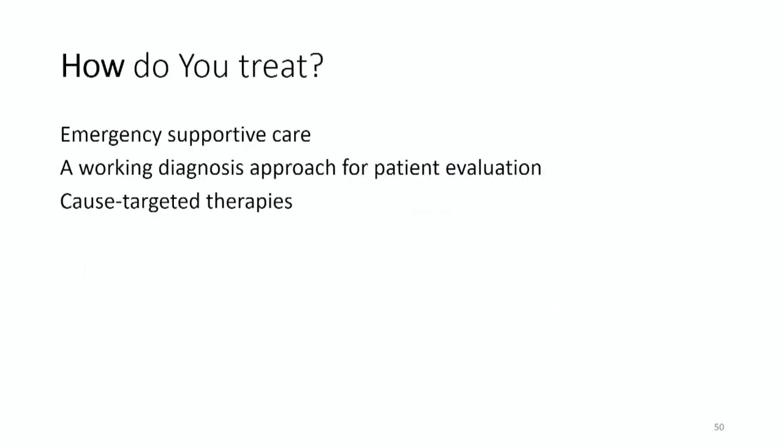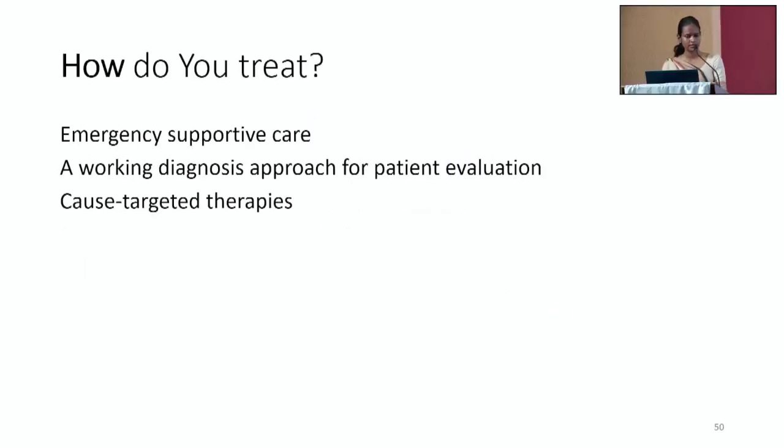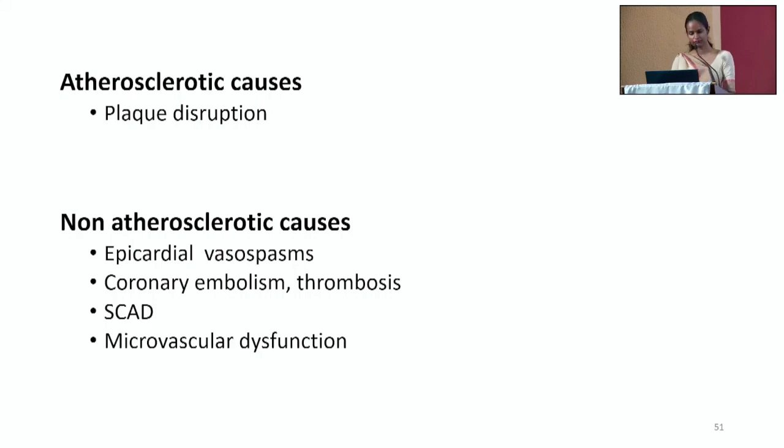So how do you treat MINOCA? We have to give emergency supportive care as for other MIs, and we have to keep a working diagnosis approach for patient evaluation. Then we have to give cause-targeted therapies. For plaque disruption, we can treat as obstructive coronary artery disease. But for epicardial vasospasms, we have to give calcium channel blockers. Usually a very high dose, around 240 milligram BD of diltiazem, is sometimes needed for treating vasospasm.